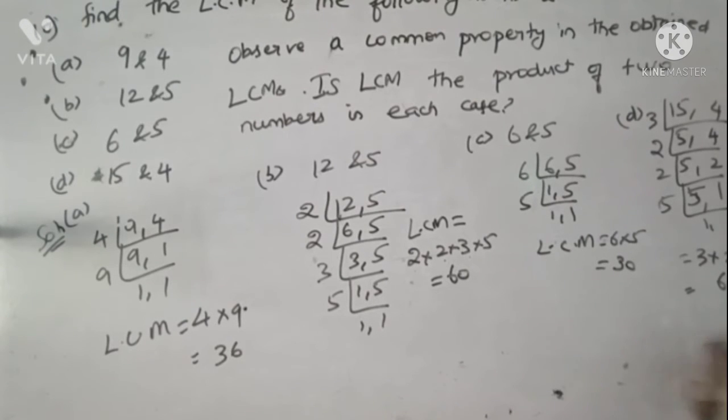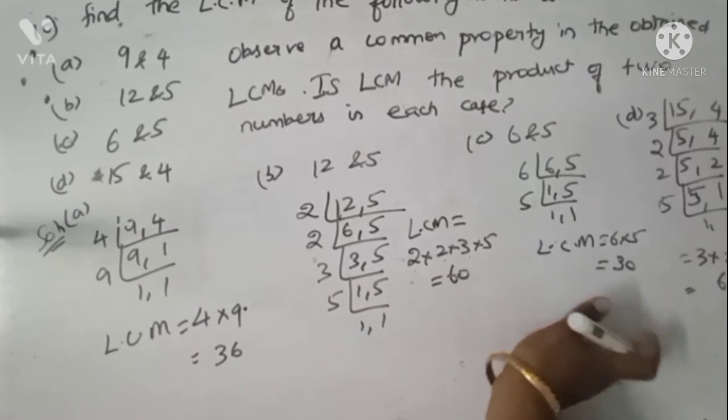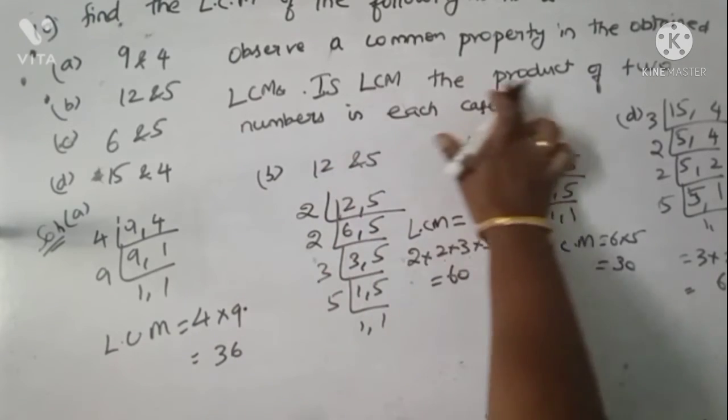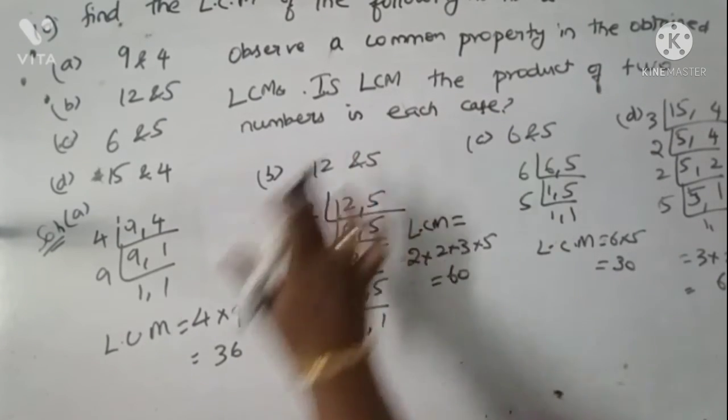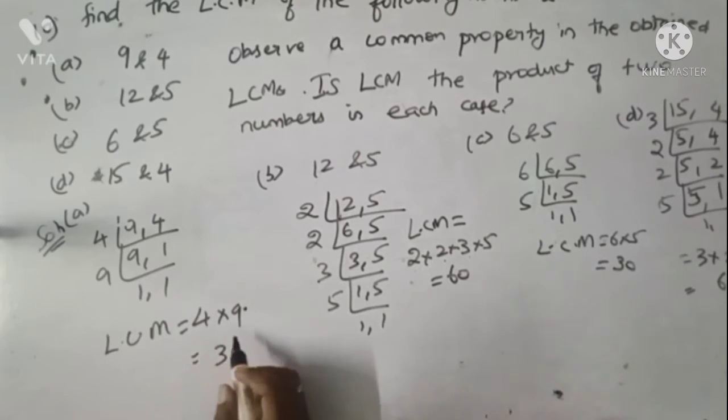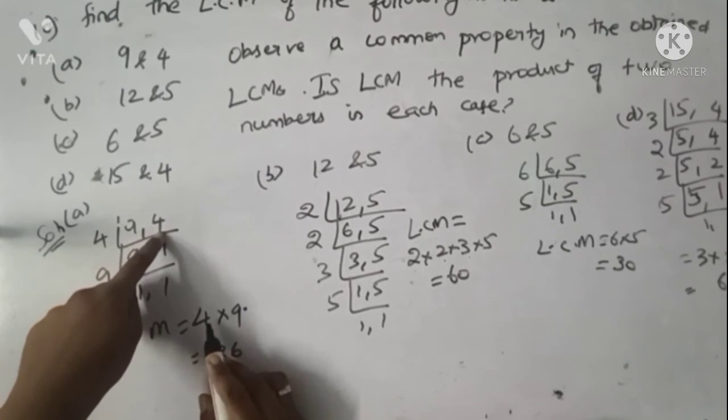So what is the common property in each case? Is the LCM the product of two numbers in each case? Yes, of course. We just see what is the question. 9 and 4, 9 4s are 36.